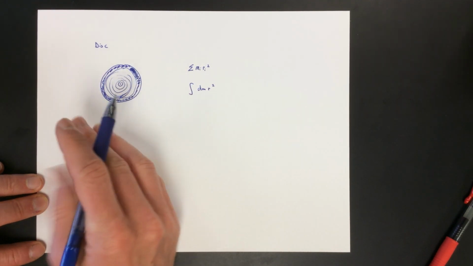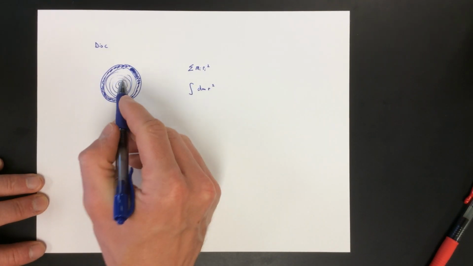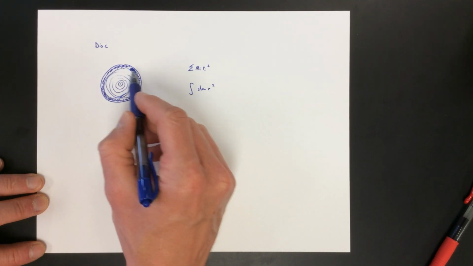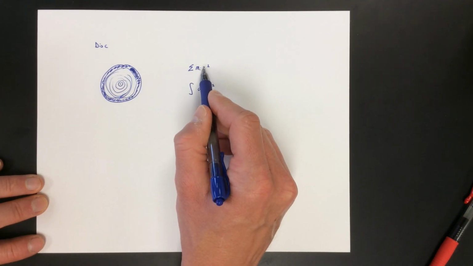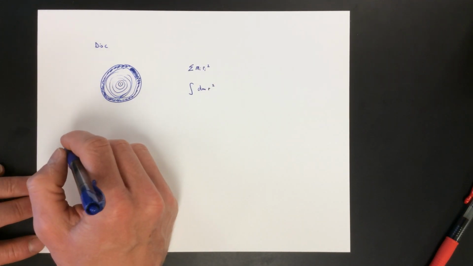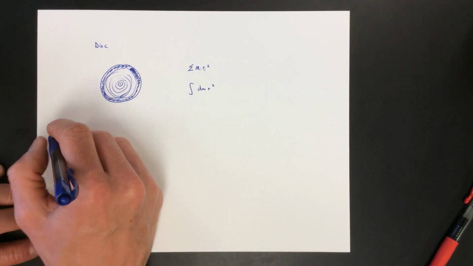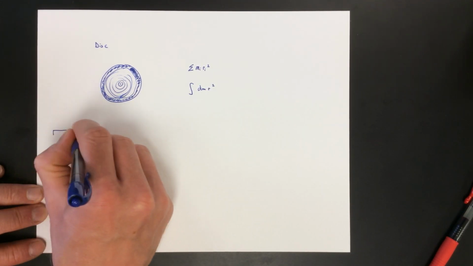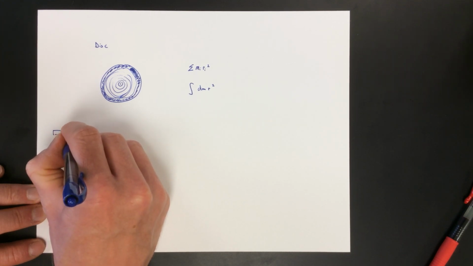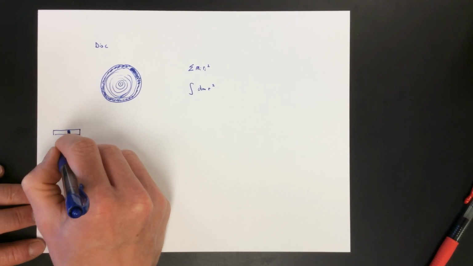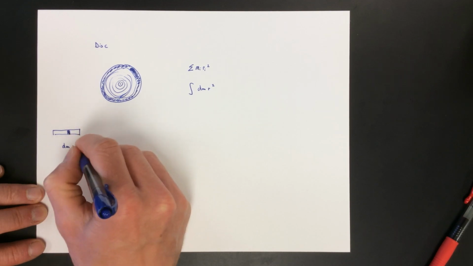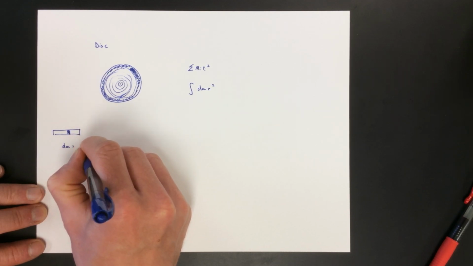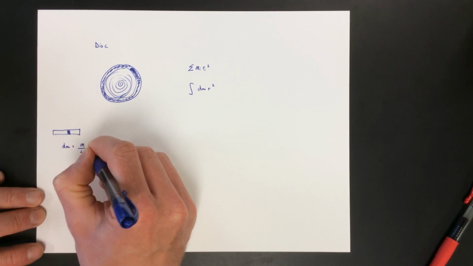All of that ring is at the same distance from the origin. So all of that mass plays the same role because it's at the same r squared. Okay, here's the hard part. Remember, for something linear, dm was equal to m over L times dr.